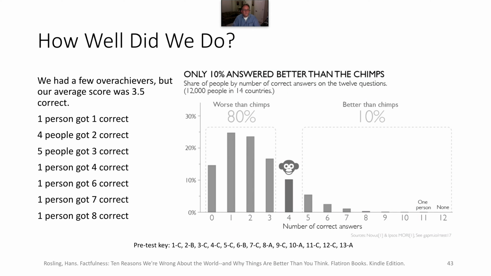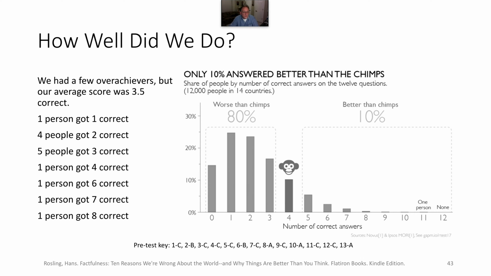So how did we do? Well, we looked at most of the questions now, and I will tell you that we did actually a little bit better than the overall large population that Hans normally speaks to. He typically had people that got 0 to 3 right, and that's where 80% of the respondents were. And then about 10% would be right there with random, with getting 4 right with the chimps, and then 10% would get better than that, and almost nobody would get 12.